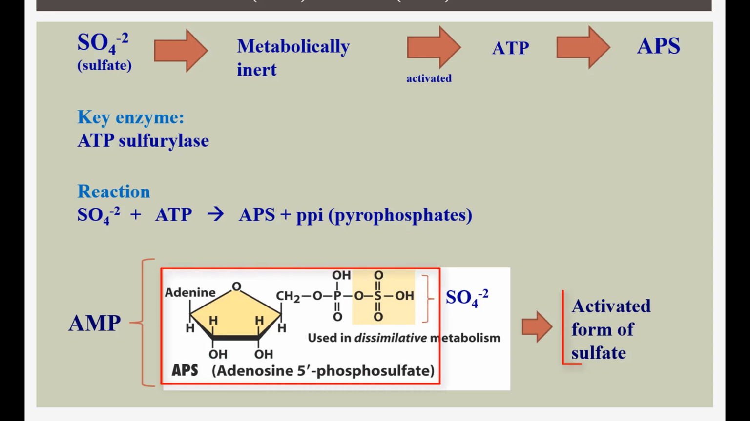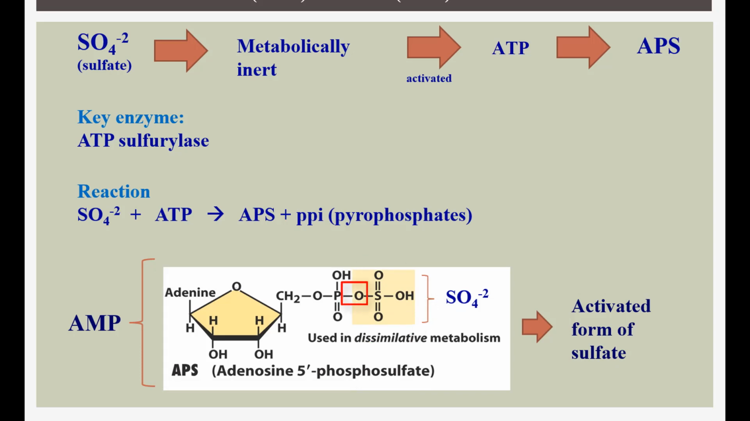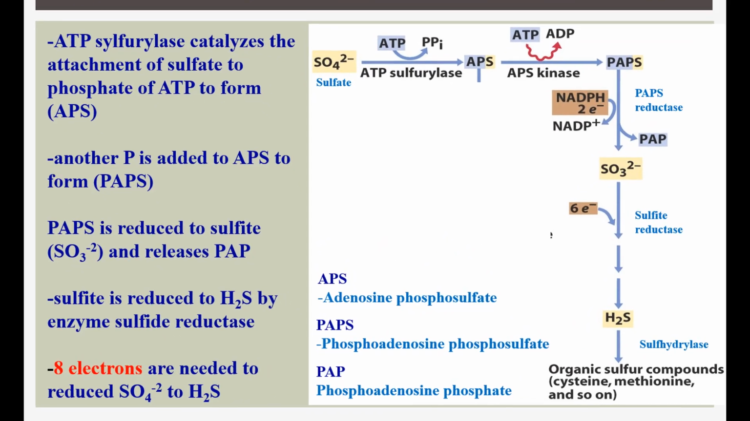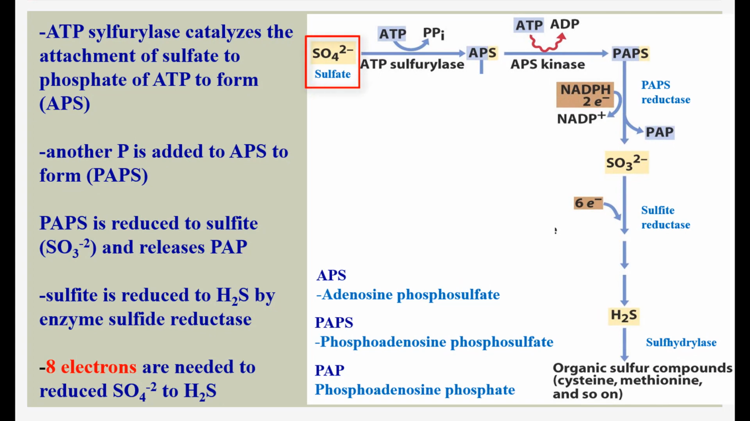So APS is the activated form of sulfate. It consists of an adenosine monophosphate attached to a sulfate. The energy stored in the phosphoric-sulfuric acid anhydride bond of the adenosine 5'-phosphosulfate or APS allows sulfate to undergo further reactions. So here is the assimilative sulfate reduction pathway. The first step is sulfate activation. Recall that sulfate is metabolically inert and needs to be activated prior to the reduction process. Sulfate is activated by means of ATP via ATP sulfurylase to form adenosine phosphosulfate or APS.